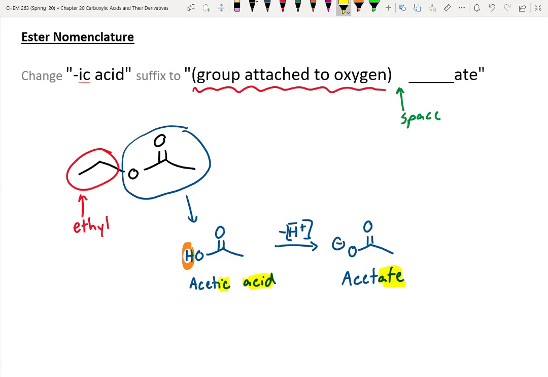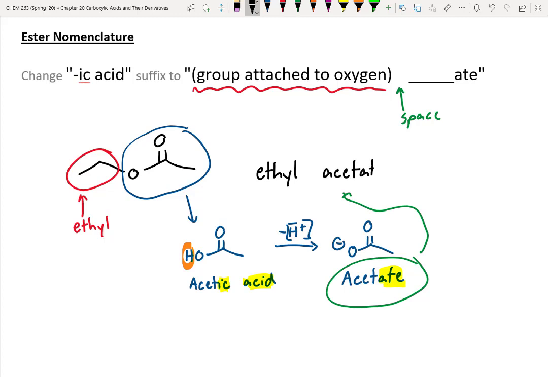All right, so we've identified the two key parts of this, right? So now when we go ahead and name it, we first want to name the group attached to the oxygen, which in this case is going to be ethyl. And then we want a space. And then we want to add in the carboxylate salt at the end. So we'll add this back in, and we'll say that this is ethyl acetate. All right, so like you can see, this is a lot more involved than the other ones, but once you get used to it, it makes a bit more sense.